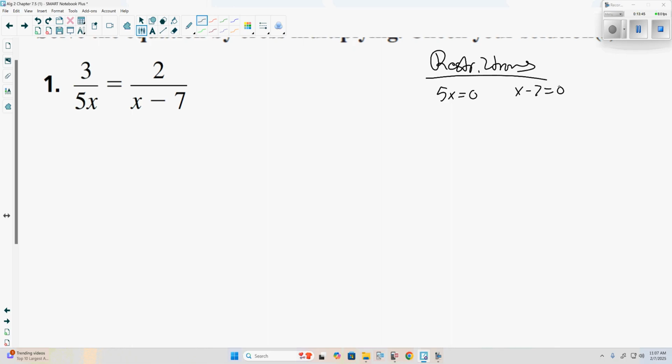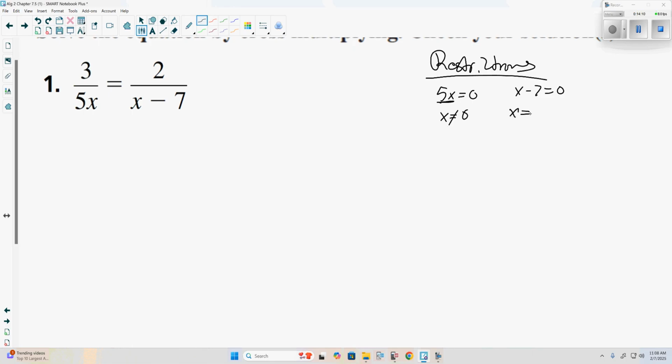So here, our two denominators that we have are 5x and x minus 7. So what times 5 is going to be 0? So what would I multiply 5 by to get 0? 0. So it tells us x can't be 0.